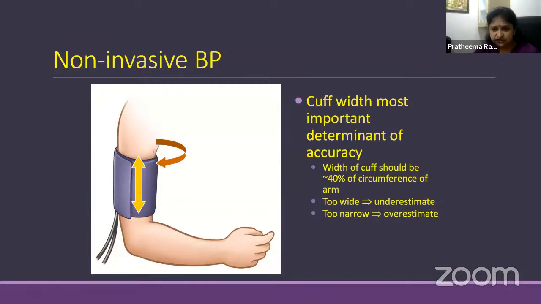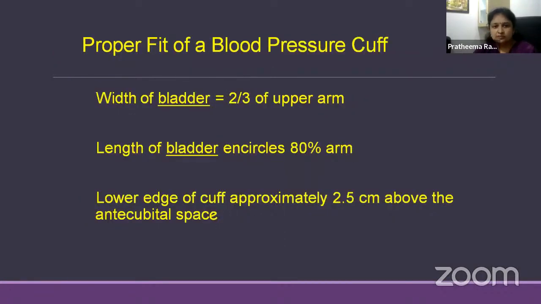And even if this is so faulty, imagine about patients who are sick. So width of the bladder should be 2/3 of the upper arm, and length should be at least encircling 80% of the arm. So we must make sure it is not crossing the antecubital space, and it should be at least 2.5 centimeter above the antecubital space. This is a proper fit of a blood pressure cuff.